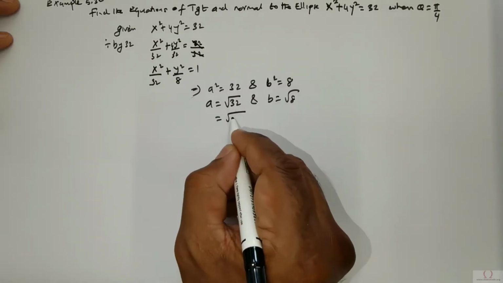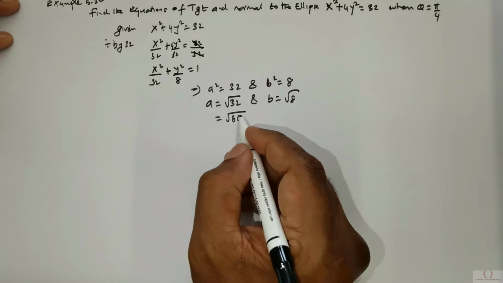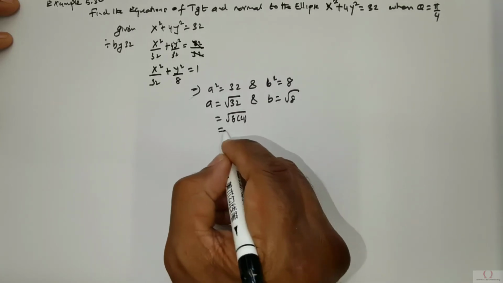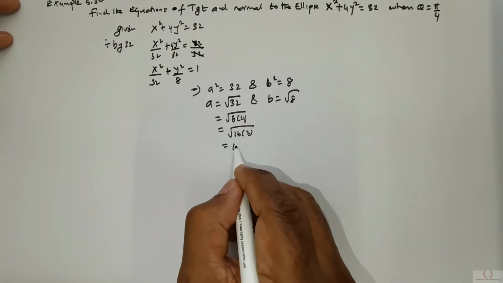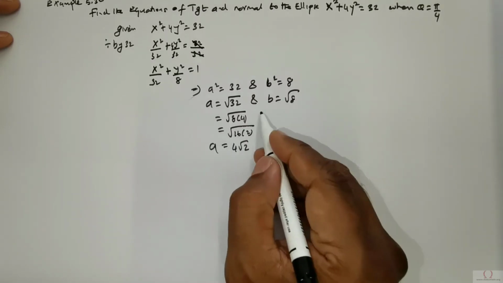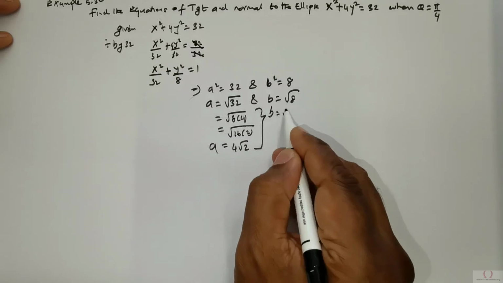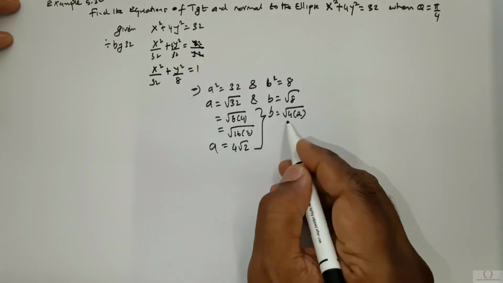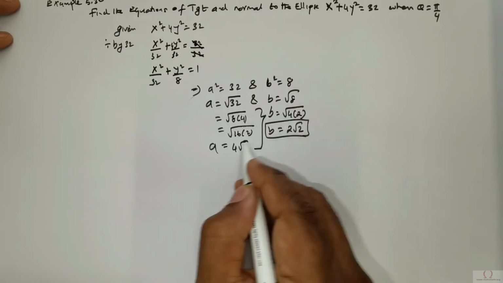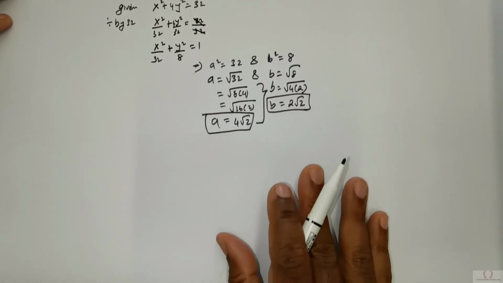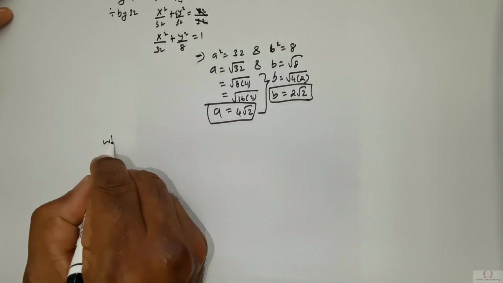I can rewrite this as 8 times 4, or it can also be rewritten as 16 times 2. So when I do that, this would give me 4 times root 2, the value of a. The value of b can be rewritten as 4 times 2, which is going to be 2 times root 2. So I've got my b and I've got my a.